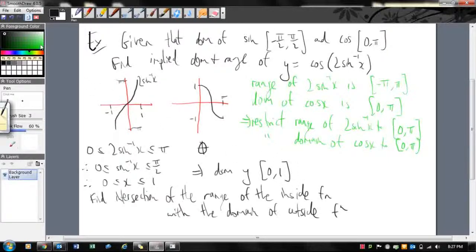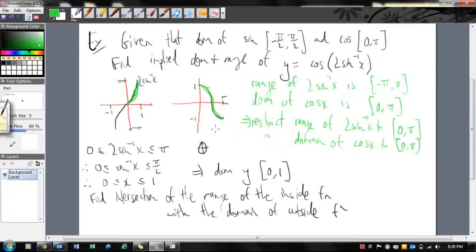Let's just go back to our graphs now so that we can see it clearly. What we've done is restrict the range of 2 sine negative 1x from 0 to pi. In other words, we're looking at this here, just that section there. We've also restricted the domain of cos x from 0 to pi. In other words, we haven't actually restricted it at all. We're using the whole thing of what we were given. So this is what we're talking about here.